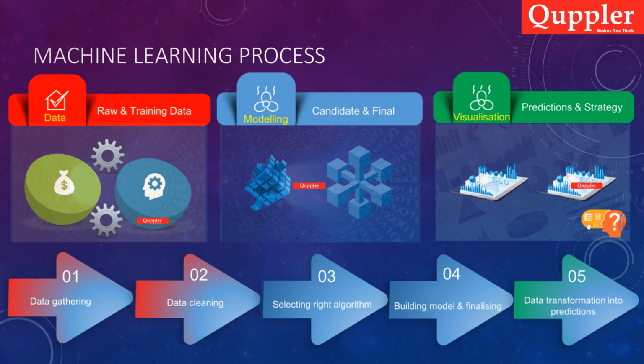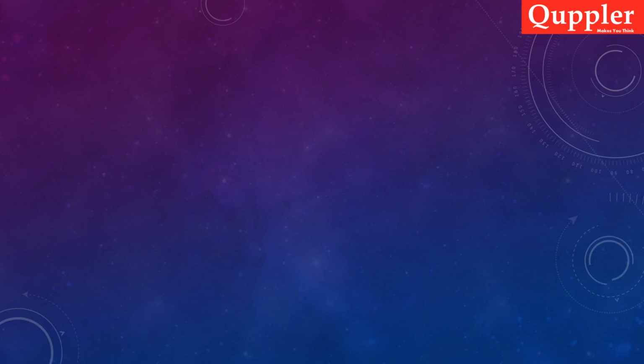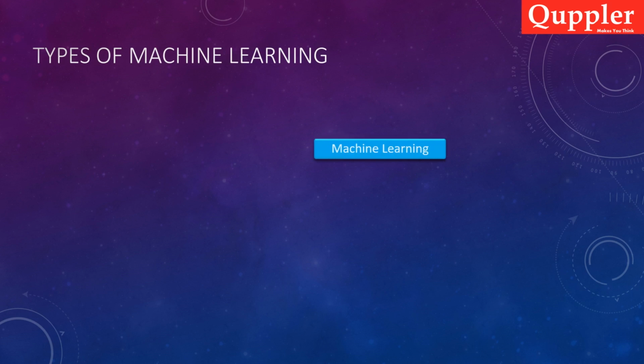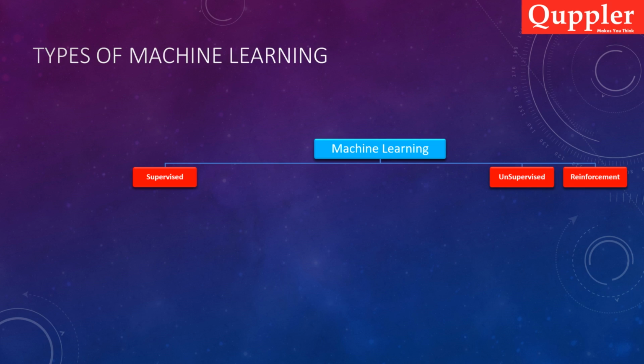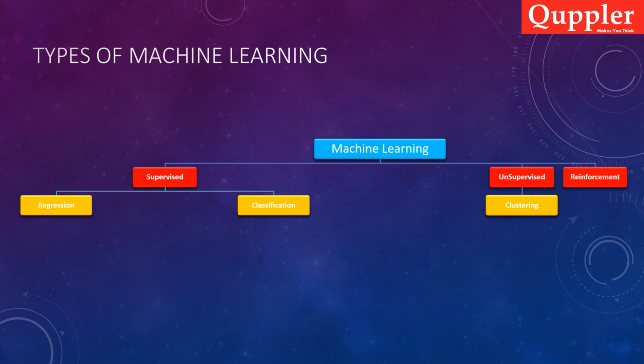All right, next is knowing about the types of machine learning. In this we're going to know the different types of machine learning. Machine learning can be categorized into supervised, unsupervised, and reinforcement learning. These three are the major types of it, and supervised can be further classified into regression and classification, whereas unsupervised is classified into clustering.